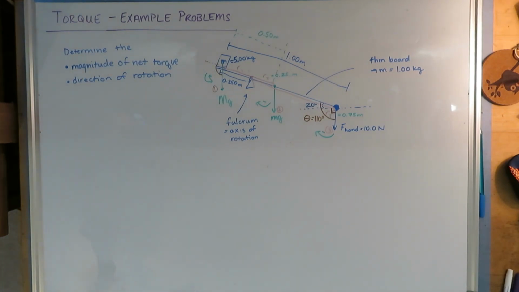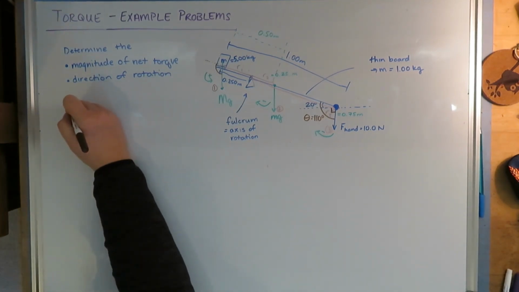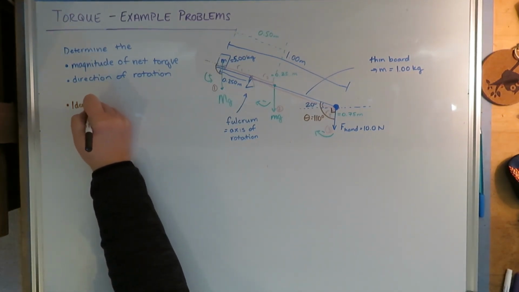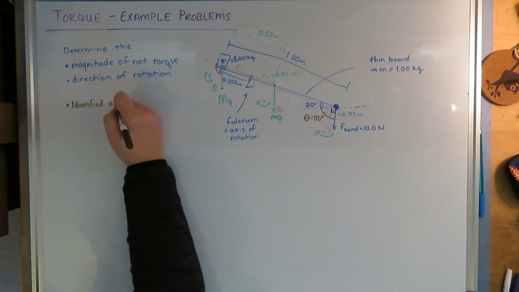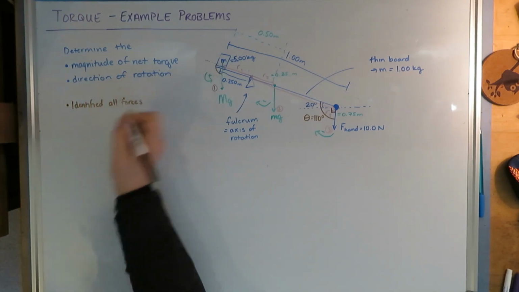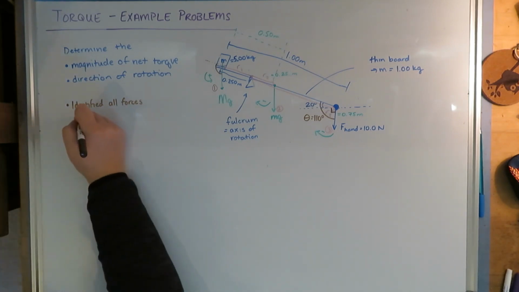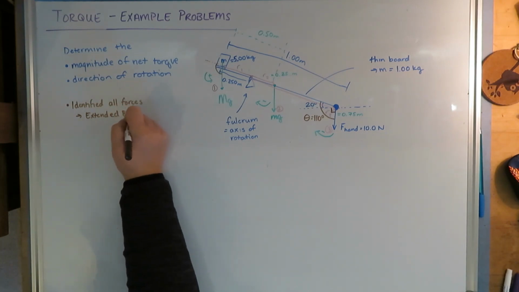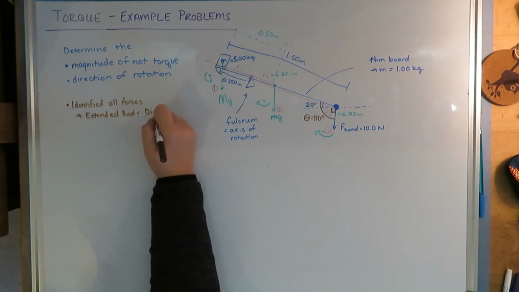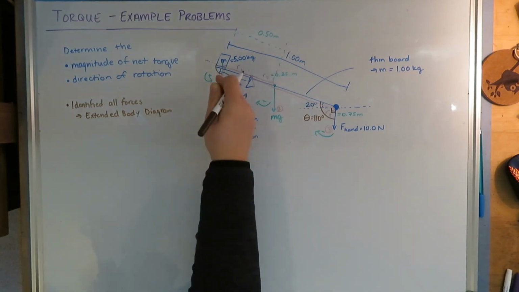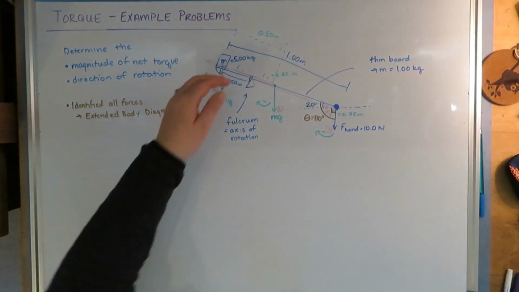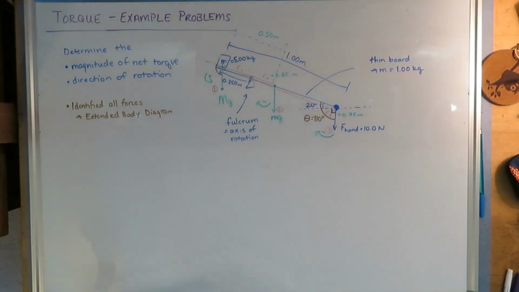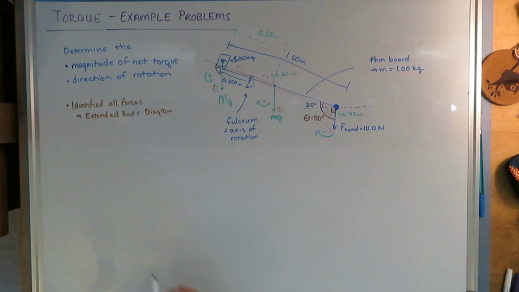So then what I need to do is, now that I've done some steps, let's review those steps. I've identified all forces. So I essentially made an extended body diagram. By making an extended body diagram, I have made sure that the forces are drawn starting on the object and pointing away. In this case, the board is what we were interested in, so they start on the board and point away. That wasn't too hard to do in this case.